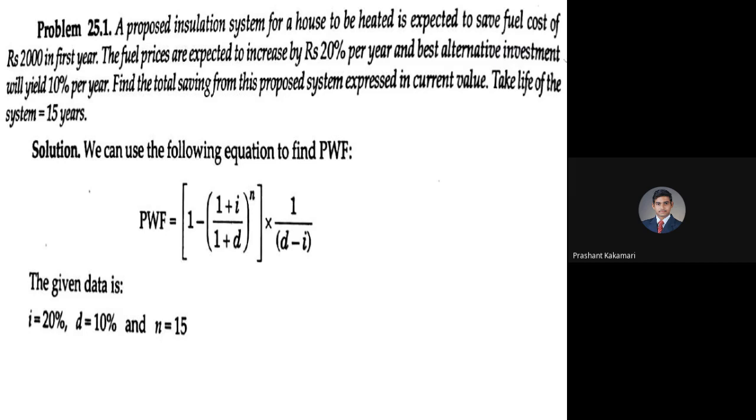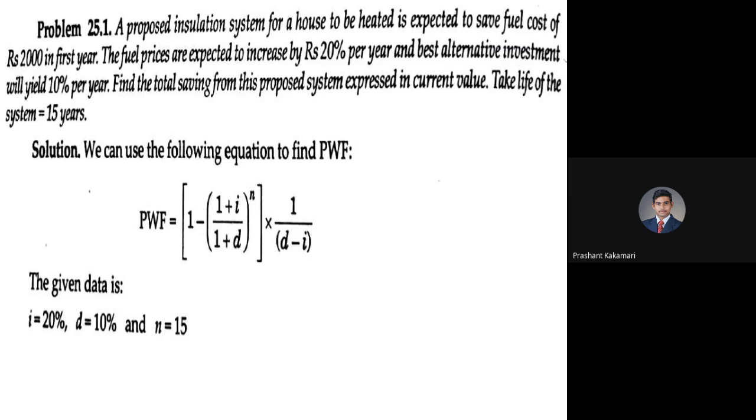Fuel prices are expected to increase by 20% per year, so this will become the inflation rate. And the best alternative investment will yield 10% per year. If you compare with the alternate investment, 10% per year discount you can get if you invest the same money in the alternate investment. So that is the 10% discount.